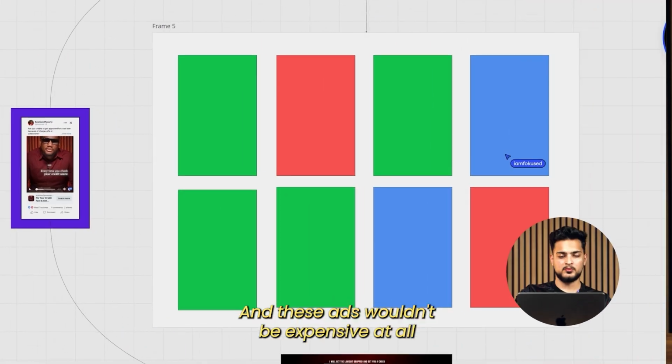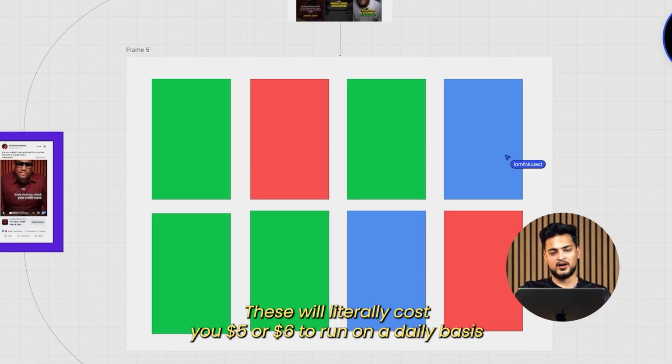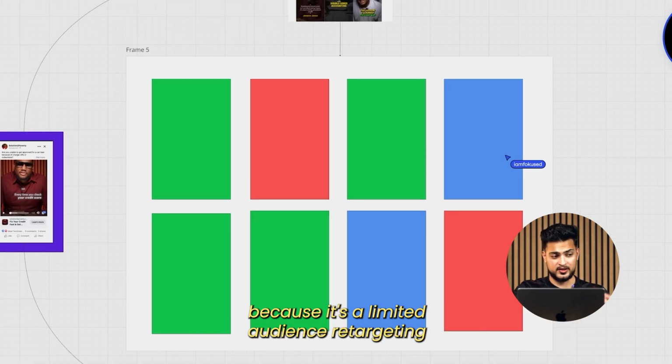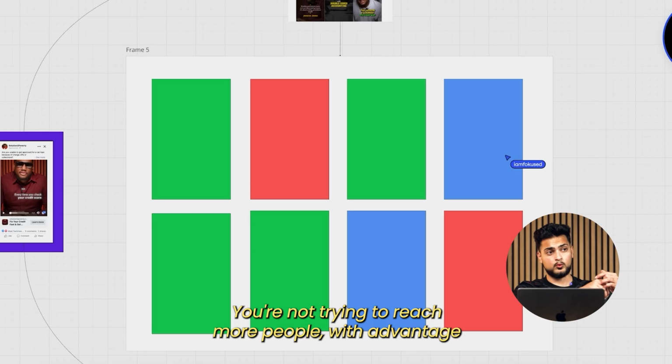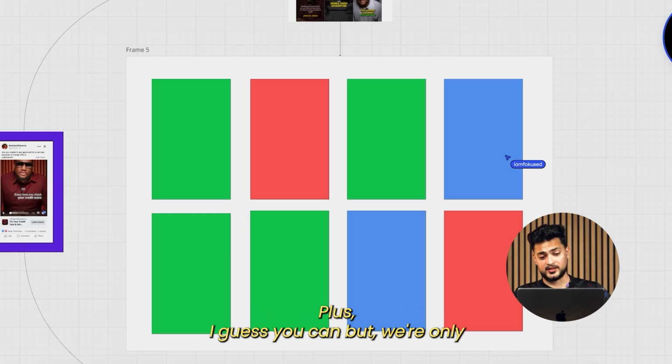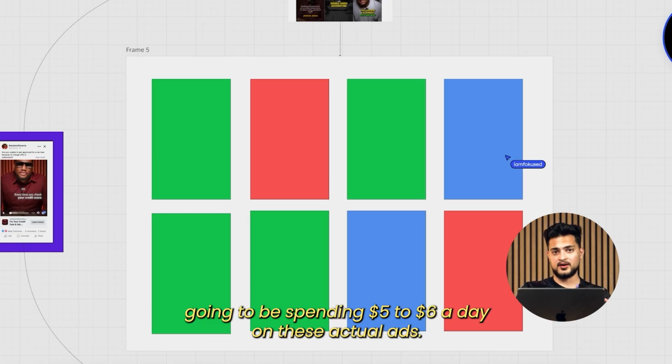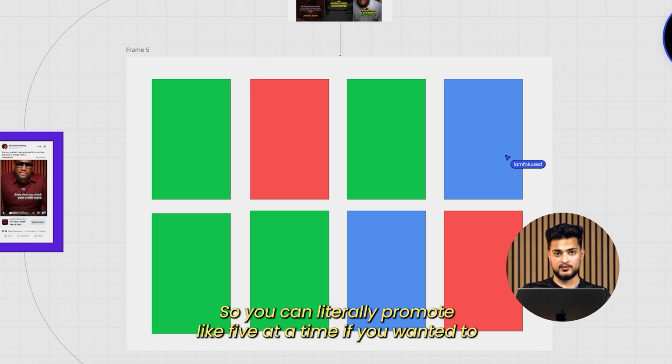And these ads wouldn't be expensive at all. These will literally cost you $5 to $6 to run on a daily basis, because it's a limited audience you're targeting. You're not trying to reach more people. With Advantage Plus, I guess you can, but we're only going to be spending $5 to $6 a day on these actual ads. So you can literally promote like 5 at a time if you wanted to.